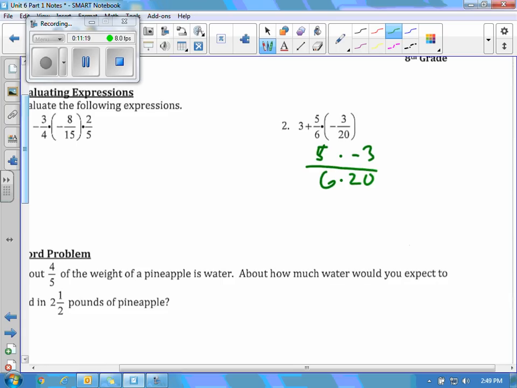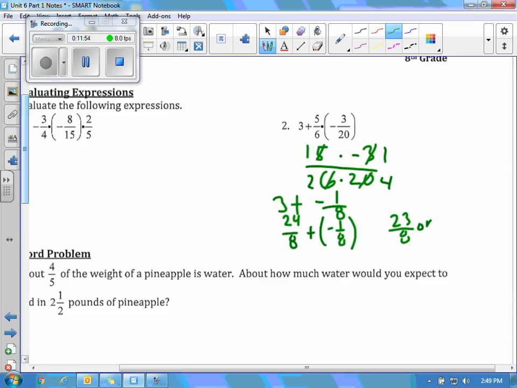Again, I'm looking to reduce. So 5 becomes 1, 20 becomes 4, 3 becomes 1, 6 becomes 2. So I have 3 plus, and then when I work this out, I get negative 1 over 8. Now to add these, I need a common denominator. If you ever have a whole number, that means your common denominator is going to be the other denominator. So 3 becomes 24 over 8 plus negative 1 over 8. And then when I add those, I'm going to get 23 over 8. Now if I turn that into a mixed number, that's going to be 2 and 7 8. Alright, I'll let you guys try one.